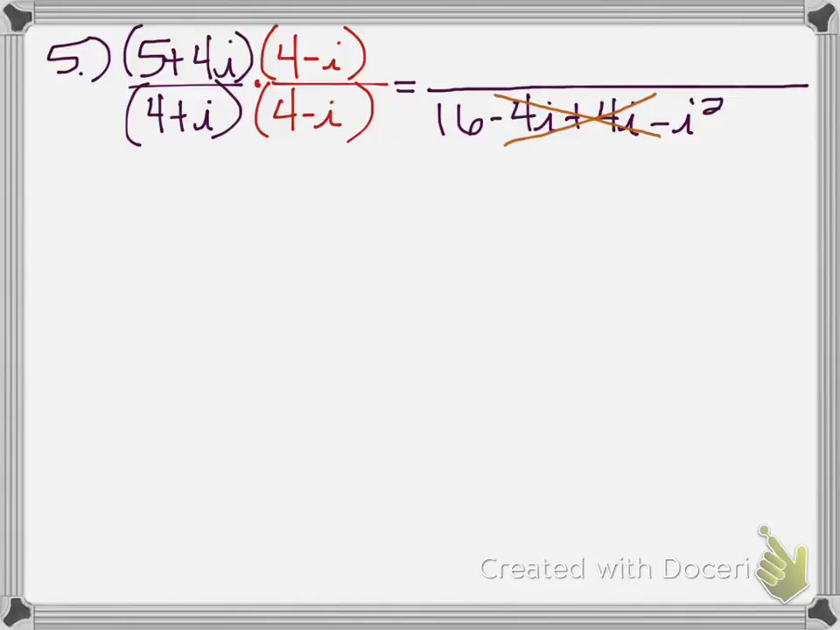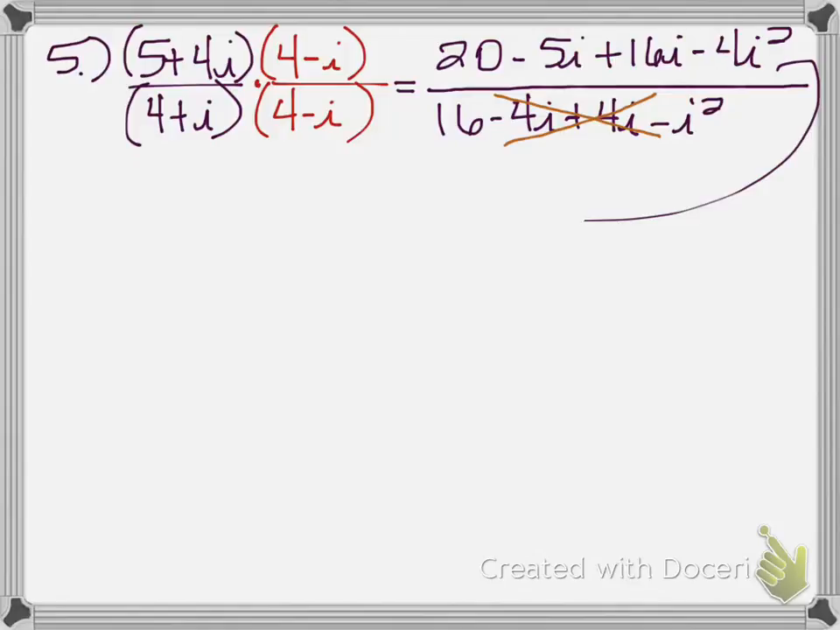So I'm going to go ahead and FOIL the top real quick. So here 5 times 4 is 20. Let's see, it would be negative 5i plus 16i minus 4i squared. I think. Does anybody agree, disagree with that? Tell me now. Okay, thank you.